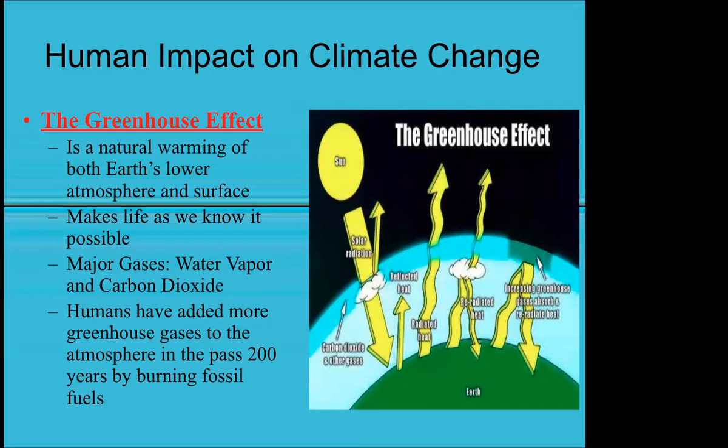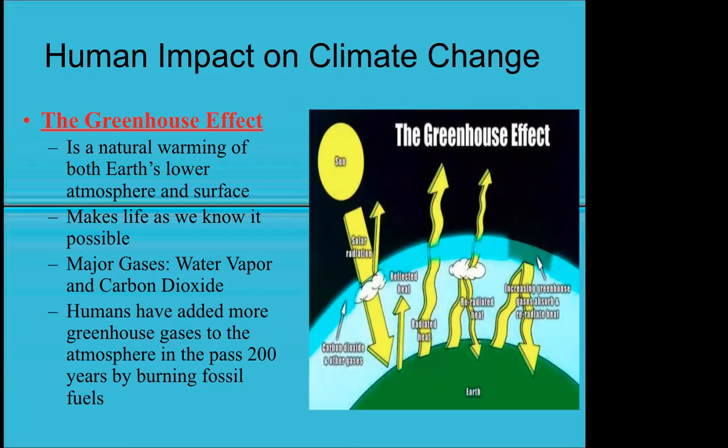And the reason is because the sun's rays come in and they get trapped in there. And then they start bouncing around and then it heats up the greenhouse. Well, that greenhouse effect is what's happening in a greenhouse, but it actually happens in the atmosphere, okay? So it's a natural warming of both Earth's lower atmosphere and the surface. It makes life as we know it possible. The major gases that deal with this are water vapor and carbon dioxide.